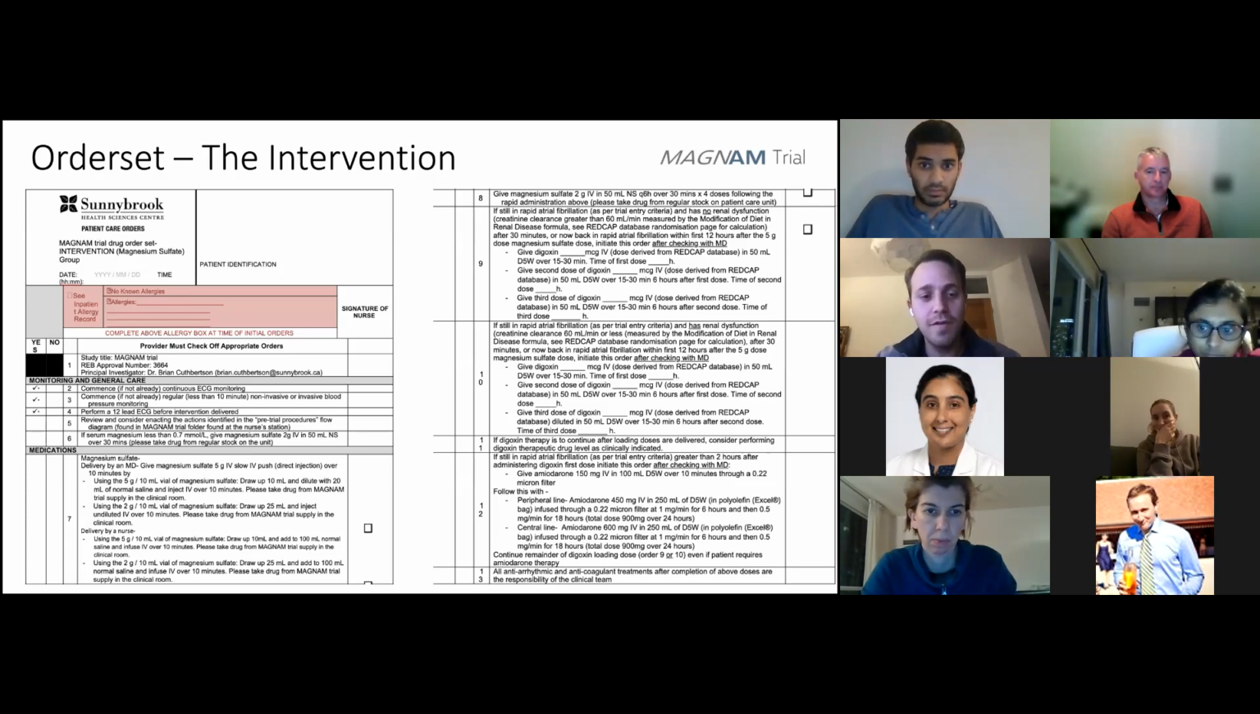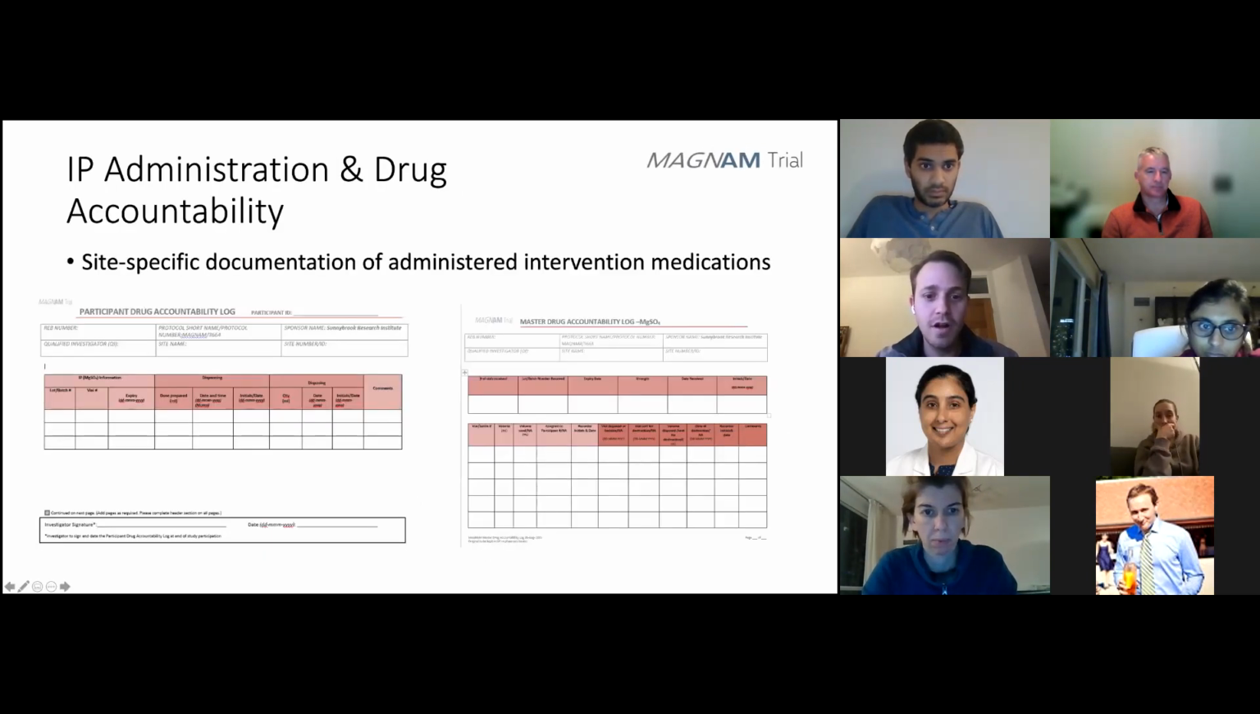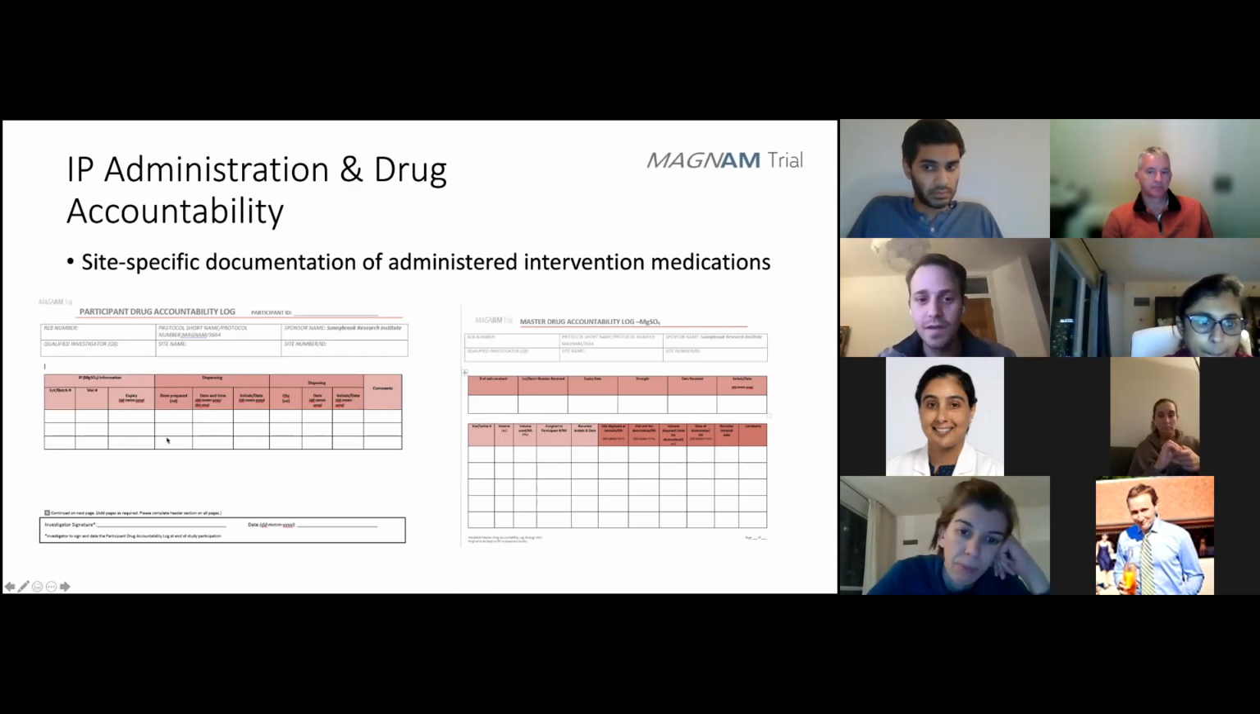Okay, and then after the order set's done, or alongside the order set, there is going to be a drug accountability log. This is just for that first dose of magnesium, the 5 gram rapid infusion from the Health Canada stores, recording which exact bag was used for what patient. So we keep track of patient study number, lot, and bag of magnesium. These logs would be kept, I would assume, with our box of magnesium at each site.